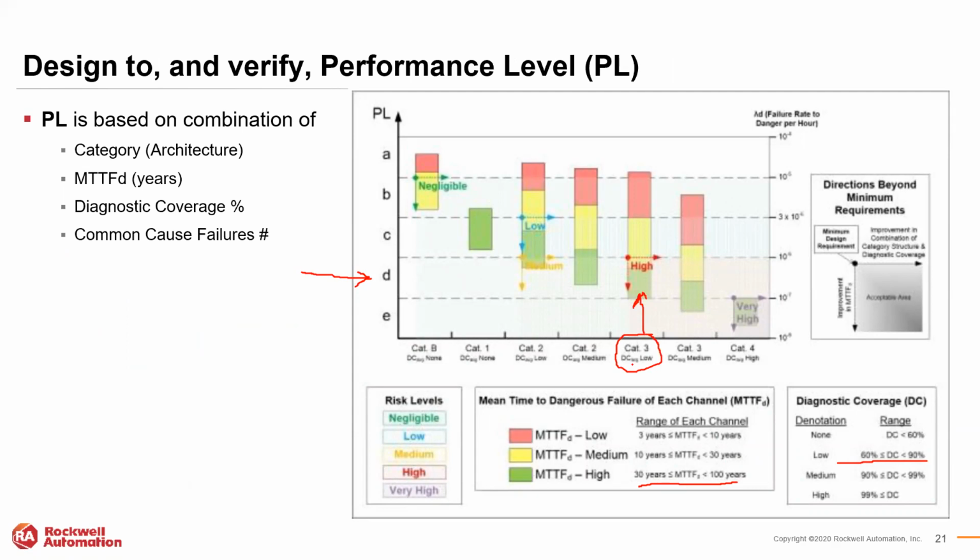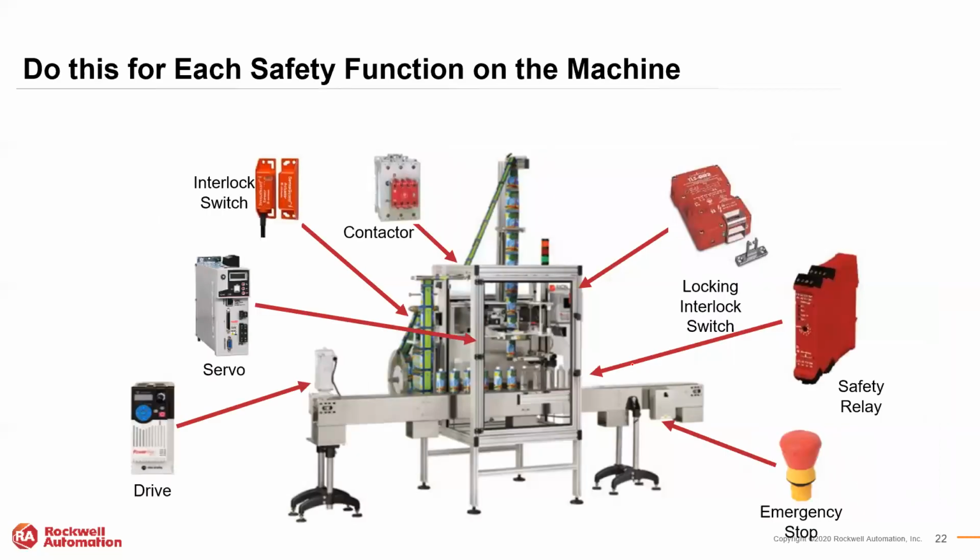So that's one method that's in the 13849 standard. There are other methods like a lookup table and some charts, and there's also a software tool called SISTEMA, S-I-S-T-E-M-A, and that's a good software tool for determining the performance level. And we need to do that for each safety function in our machine.